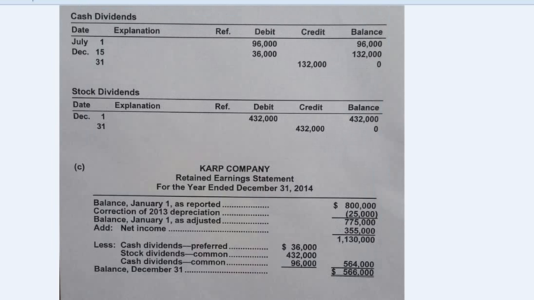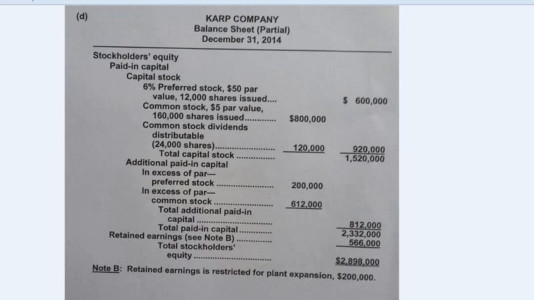And then how to prepare retained earnings, it is very easy. The beginning balance, and you can add or deduct the correction, and then it gives you the balance as adjusted. Add net income and deduct dividends, it gives you the balance at end. Then I think stockholders' equity is not strange for you. In all our problems, we ask you to prepare stockholders' equity.